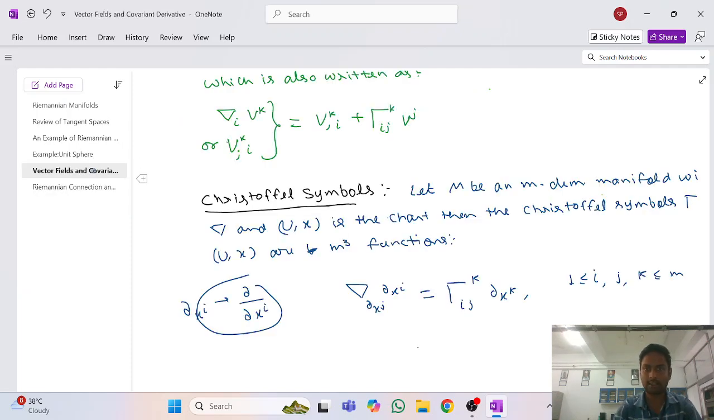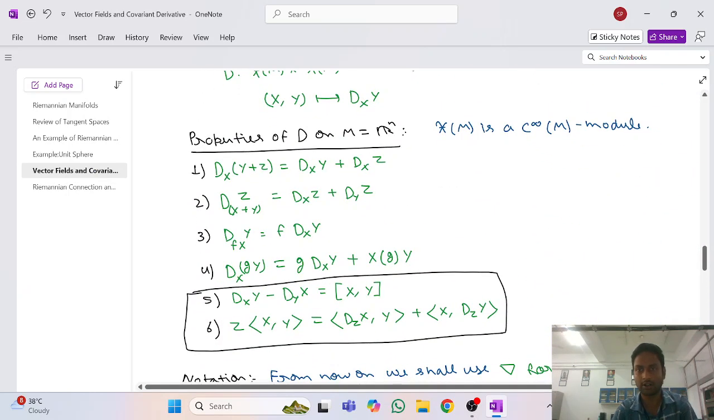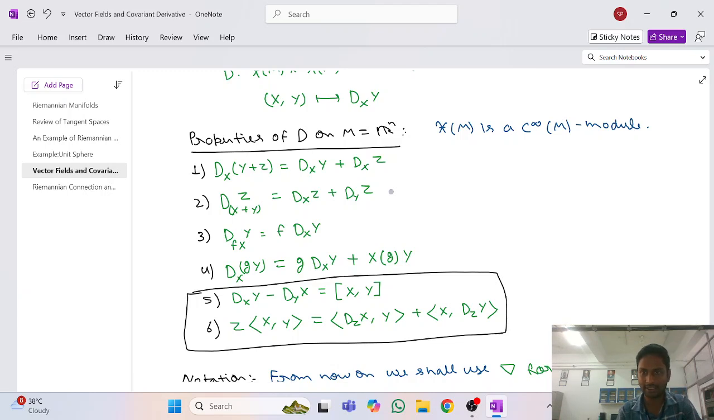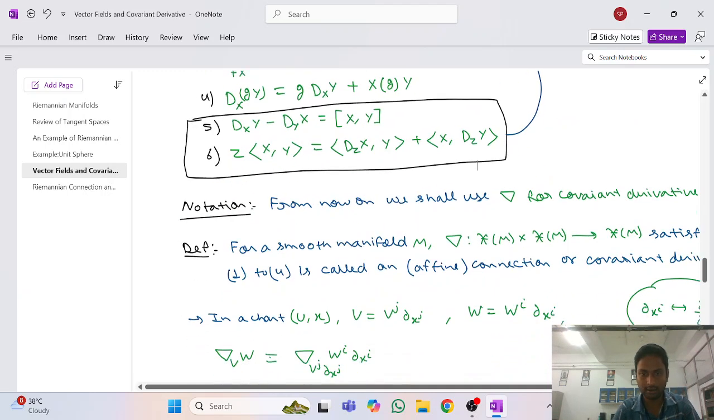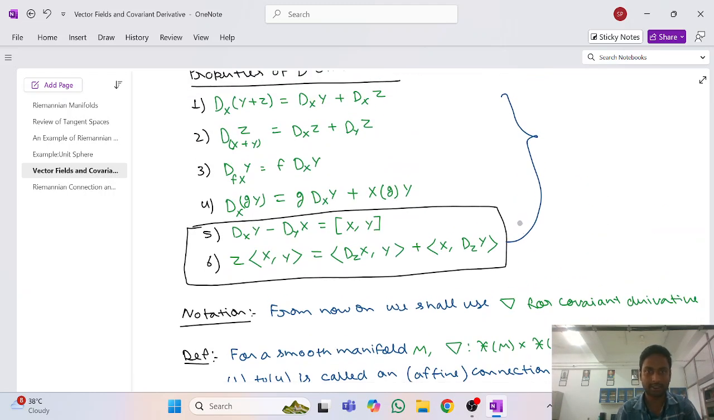So in the last lecture, when I constructed the definition of the covariant derivative or connection, I showed you that on Rn, they satisfy these 6 properties. But when we defined it over a general manifold, we only took these 4 properties, first to fourth. We left out the 5th one and the 6th one. This 5th property is related to something called a symmetric connection, and this 6th property is a condition which is known as metric compatibility.